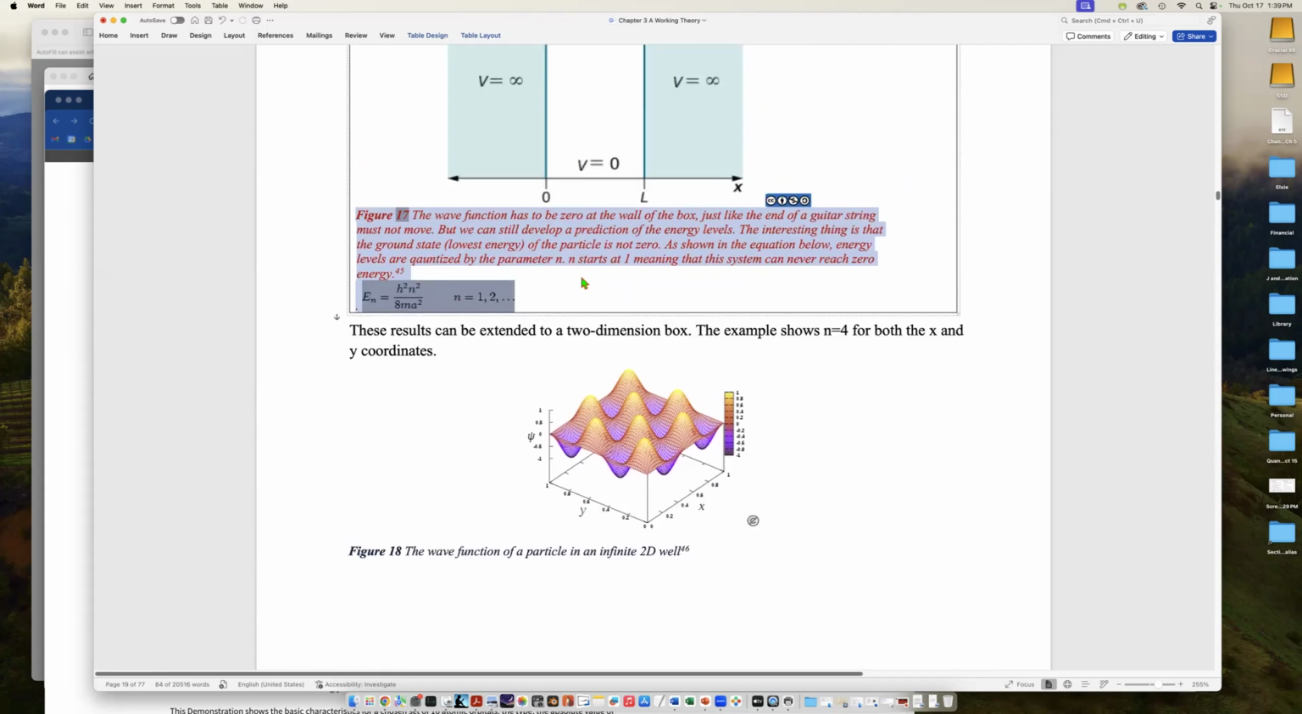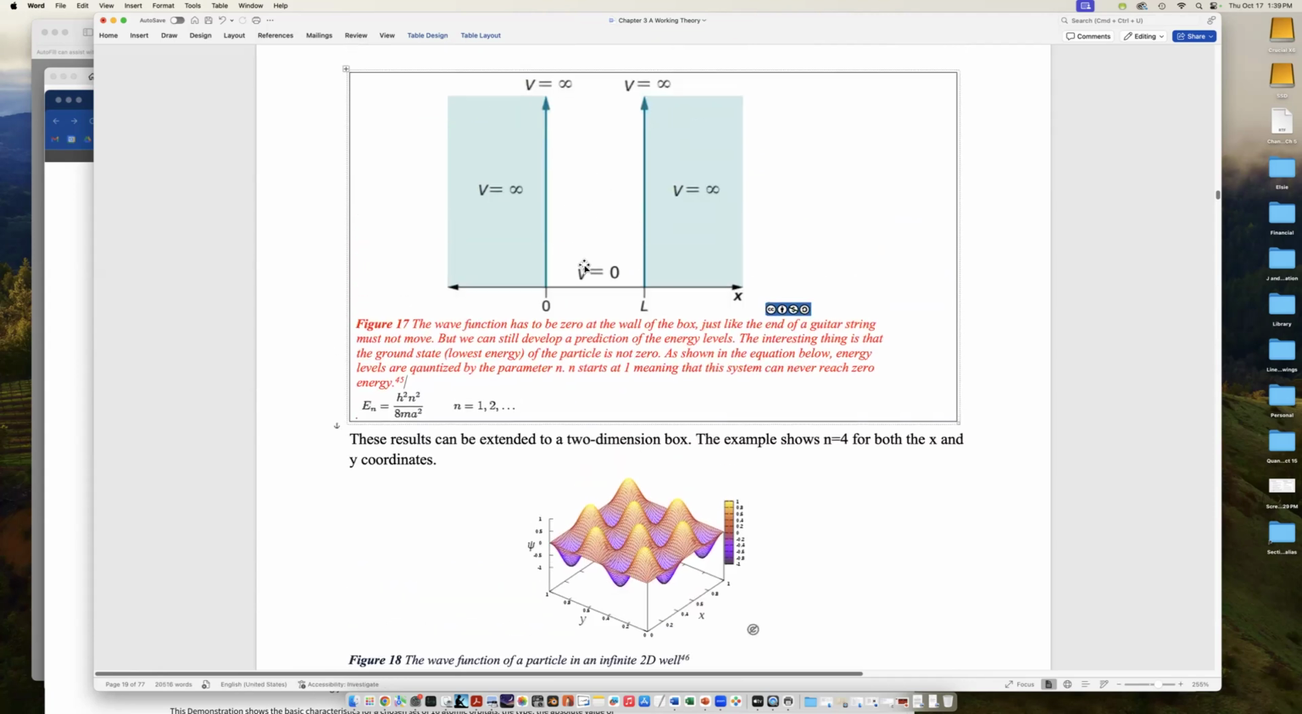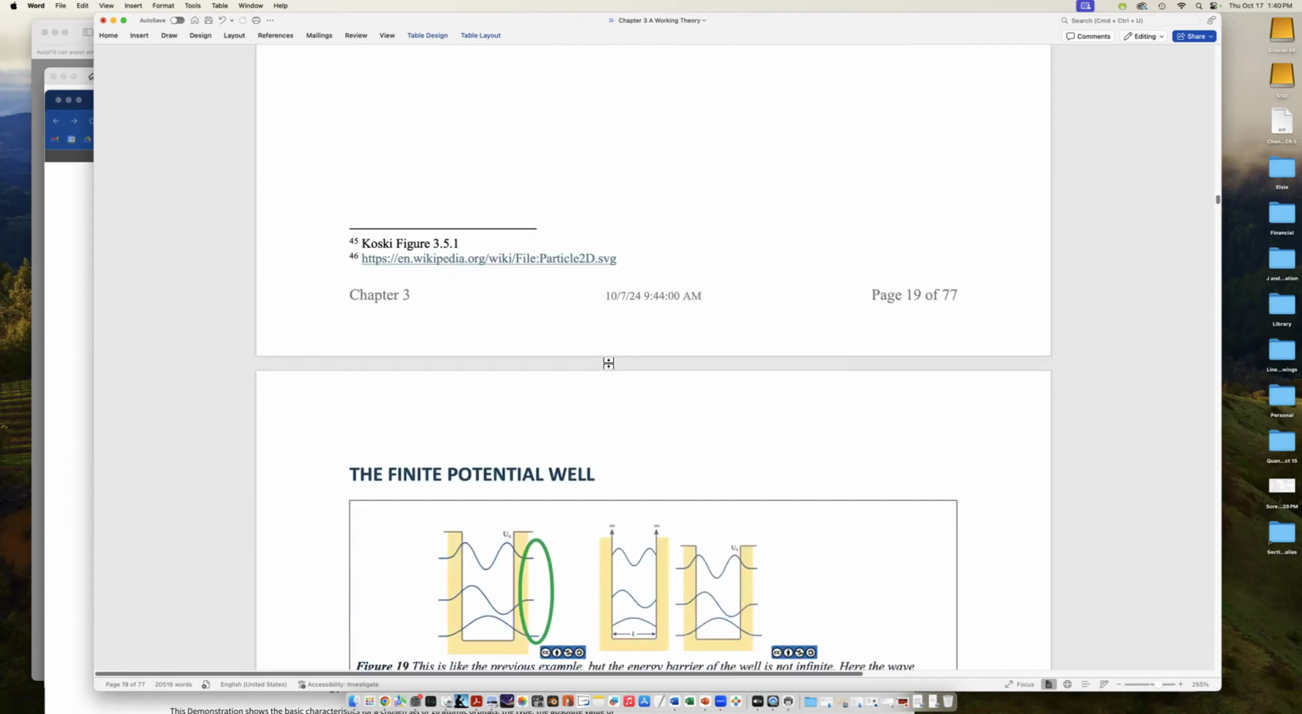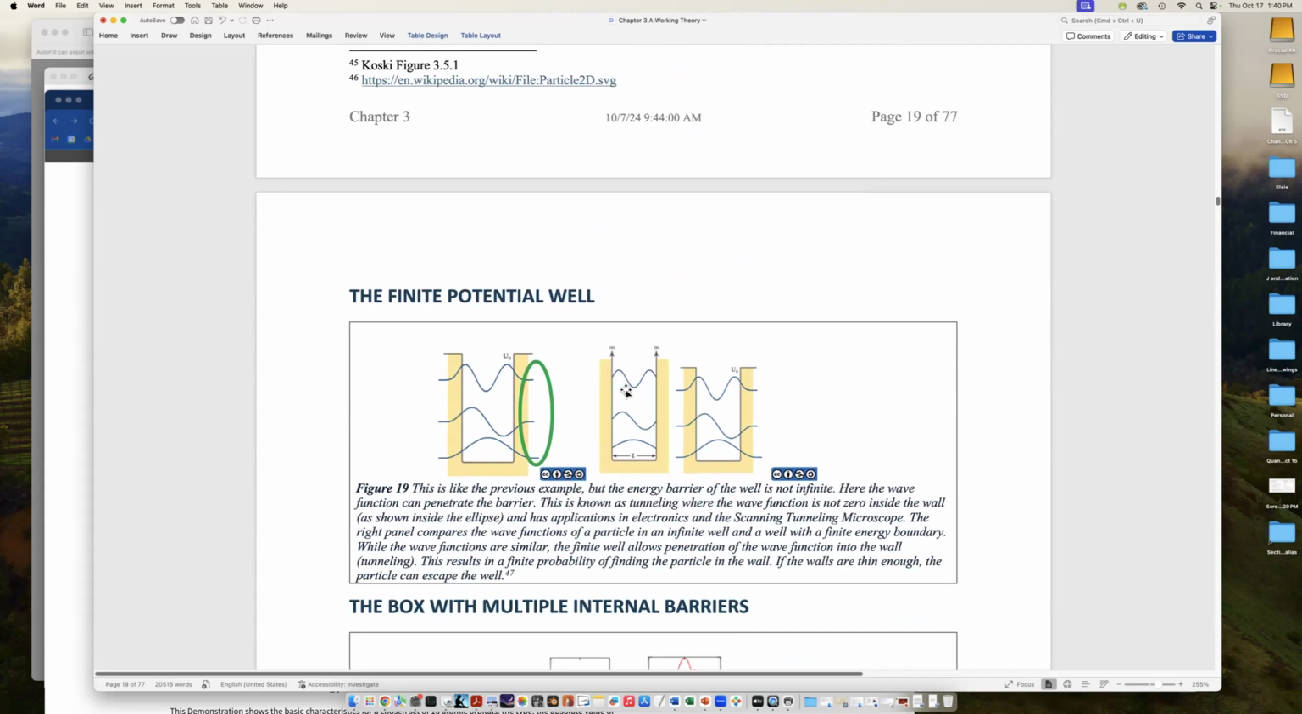Okay, so what we've seen is a number of things here: quantization in the energy levels of a particle trapped in an infinite well. Now let's change the conditions and let this well be not infinitely deep, but have some finite depth.